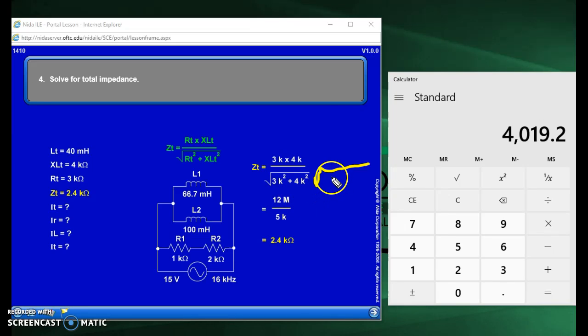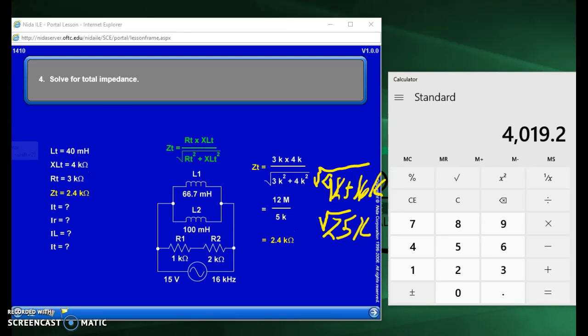It's something that should be apparent, but just in case you're wondering how they got to 5K. They squared 3K, which is 9K. They squared 4K, which is 16K. And I apologize for my writing. So 9K plus 16K gave us the square root of 25K. And the square root of 25K is 5K. Then they divided that into 12 mega, and that gave us 2.4K.